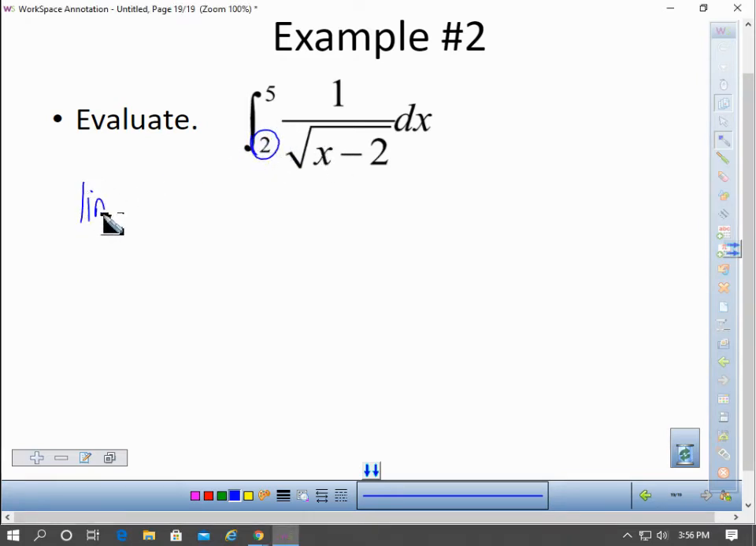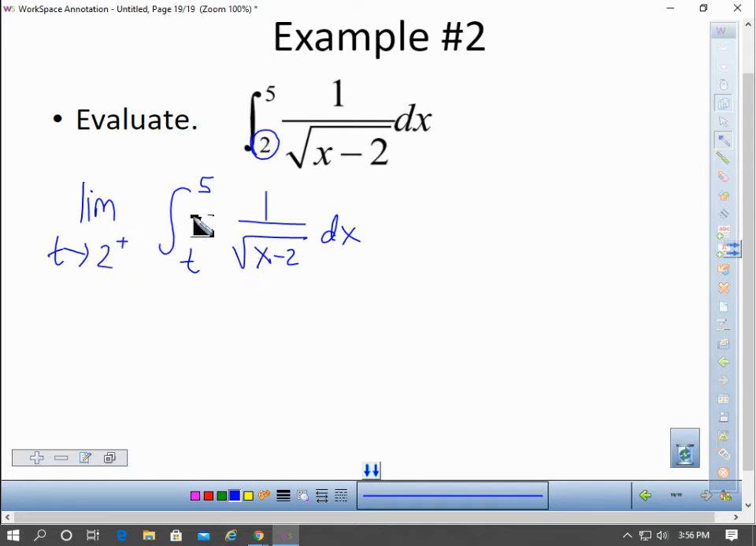So what we're going to do is take the limit and let t go to 2, but this time we have to come from the right, 2 from the right. And then we're going to replace that 2 with a t. So this is the problem we've got to evaluate now. I replace the 2 with a t, and we're going to take the limit as t approaches 2 from the right, because it's the left side of our interval. We're approaching that area as we get closer to 2 from the right, since it's the left-hand side of our interval.